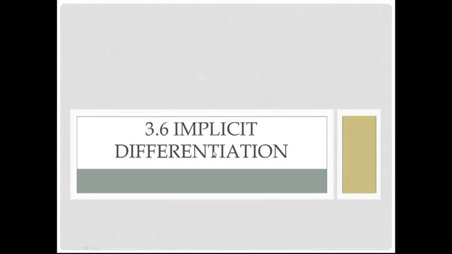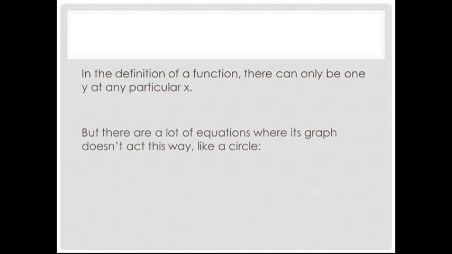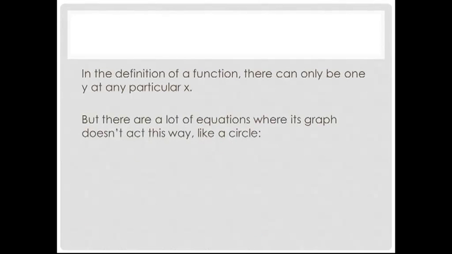A few words on what is called implicit differentiation in calculus. Now, the definition of a function is there can only be one y at any particular x. But there are, of course, many graphs, a lot of equations, where it doesn't act that way.